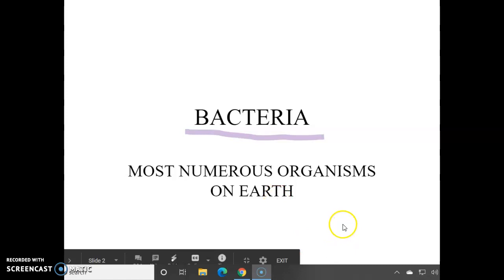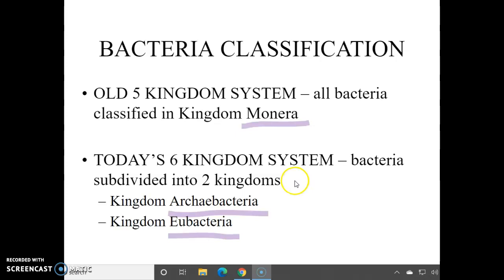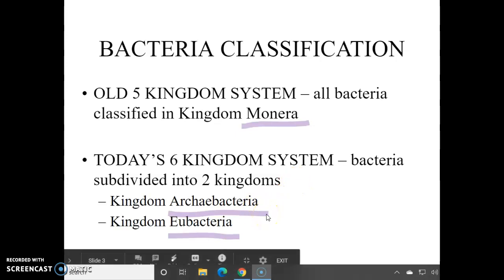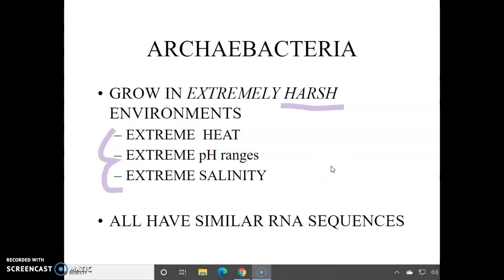Now the old 5 kingdom of classification you may hear of put all bacteria in kingdom Monera, and as we learned about in our taxonomy unit, that has been changed. So now we have bacteria divided into 2 groups because they're 2 very different organisms. We have kingdom Archaeobacteria, number 3A, and 3B we have Eubacteria. Now, these archaeobacteria live in very harsh environments, number 4, such as the extremes of heat, pH range, and salinity. As a matter of fact, most of them live on the floor of the ocean and never see the light of day.